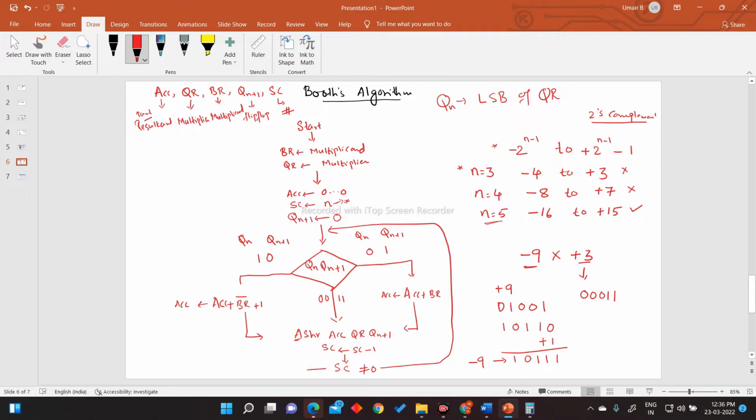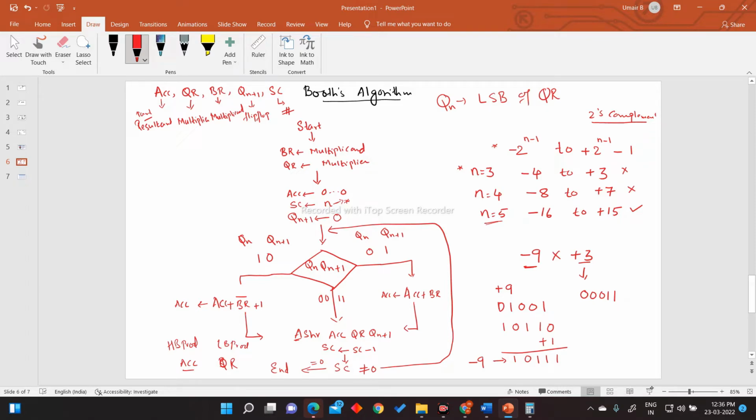If the sequence counter is equal to 0, then you have to stop, and the result will be available in the accumulator and QR register. The QR register will contain the lower byte of the product, and the accumulator will contain the higher byte of the product. So this is all about the algorithm.